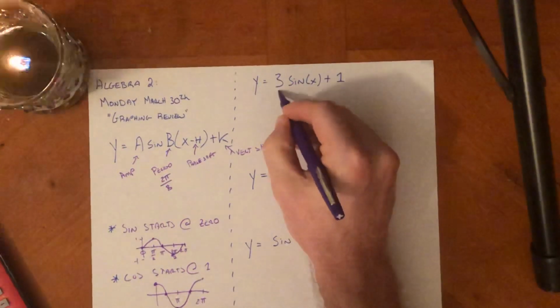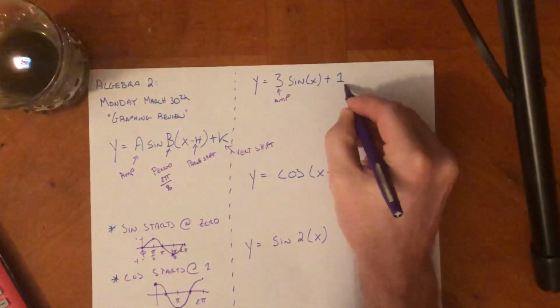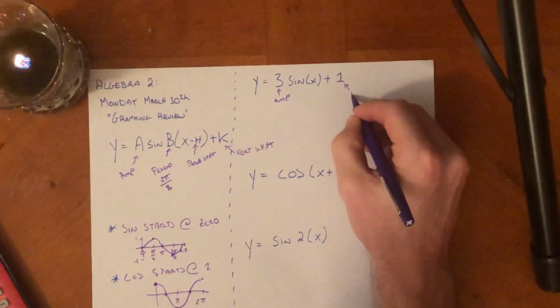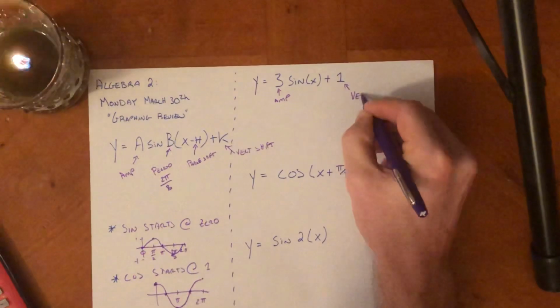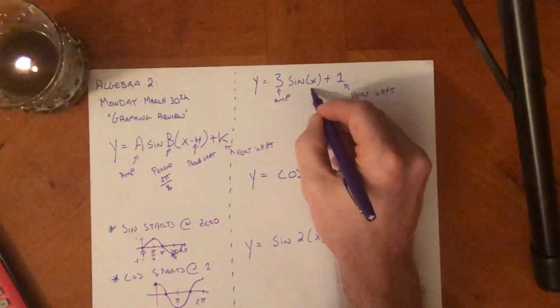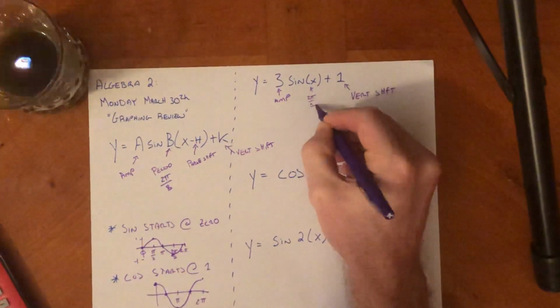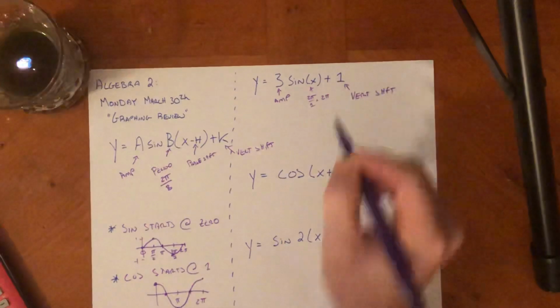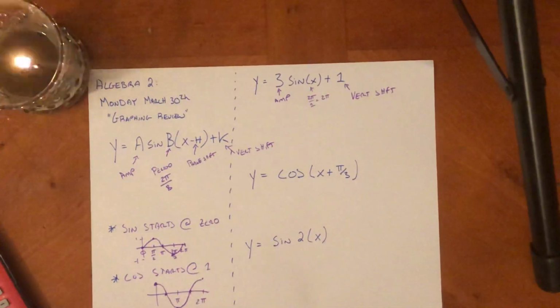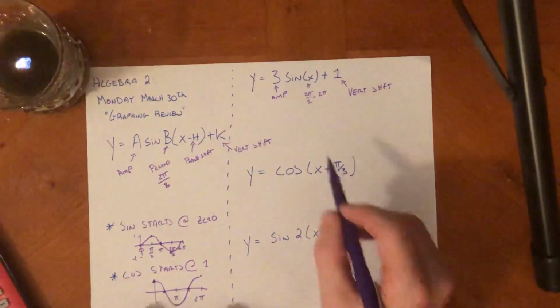So here, this is going to be my amplitude, because it's out in front of the parentheses. This is going to be my midline shift, or my vertical shift. And then my period here is going to be 2 pi divided by 1, which is just 2 pi. So that's kind of nice. And there's no phase shift because I'm not adding anything inside of the parentheses.